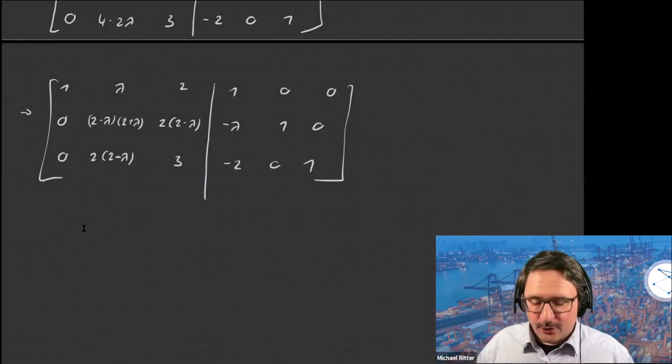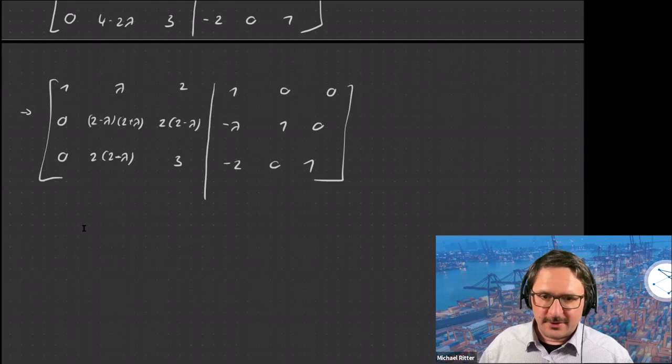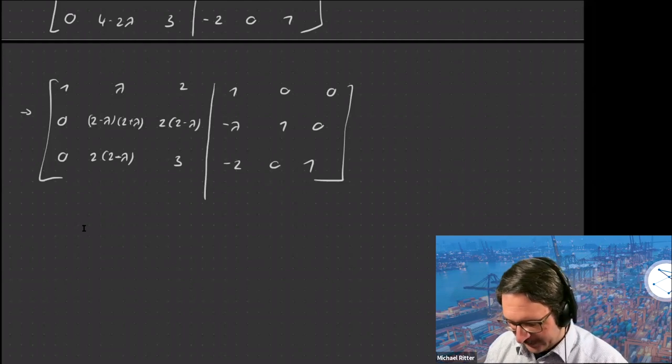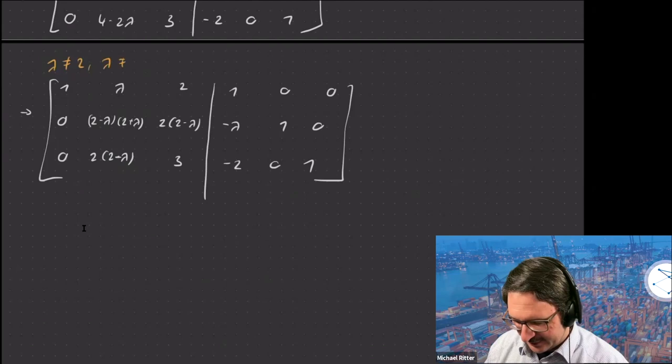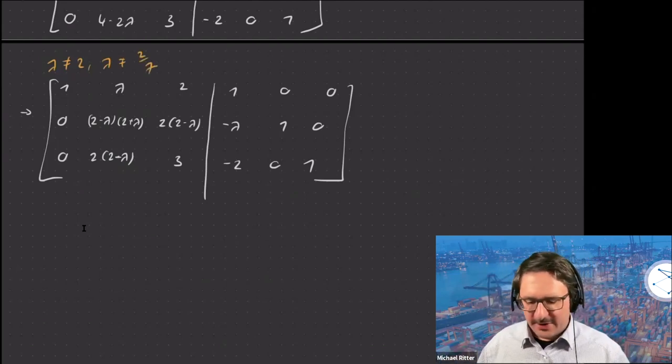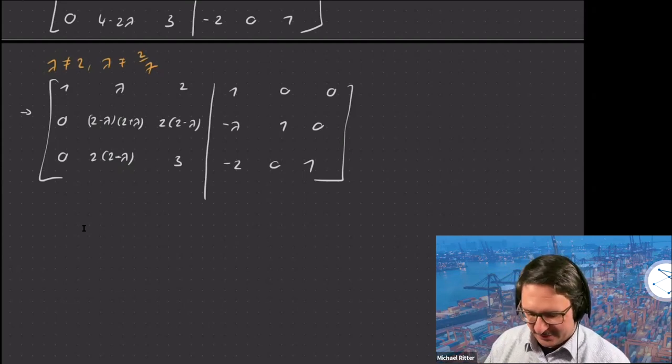And we already know that the matrix is not invertible for lambda equals 2 and lambda equals 2 over 7. So we can't exclude those two cases. We know that lambda is not equal to 2 and lambda is not equal to 2 over 7. For all other cases, it will work, but we can make this assumption safely because of A.